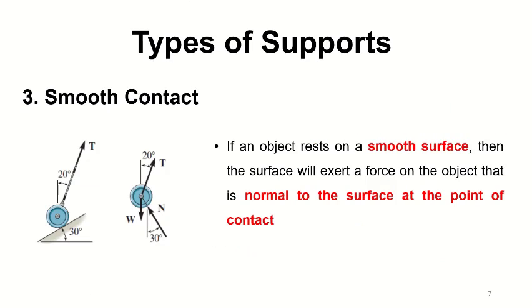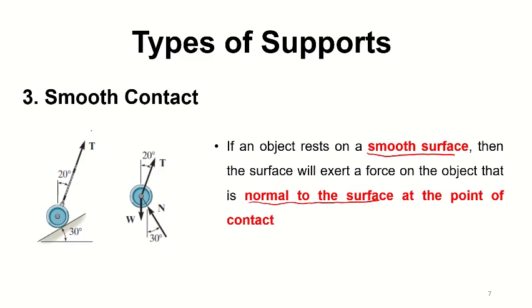The last type of support is the smooth contact. If an object rests on a smooth surface without friction, right? Then the surface will exert a force on the object that is normal to the surface, or perpendicular to the surface, at the point of contact, right?